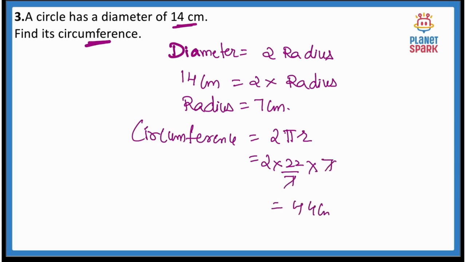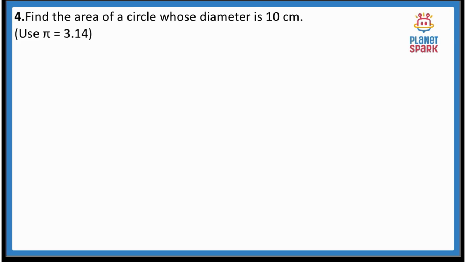2 into 22 upon 7 into 7. 7 is my radius. 7 and 7 will get cancelled. The answer is 44 centimeter. The next question is: find the area of the circle whose diameter is 10 centimeter.